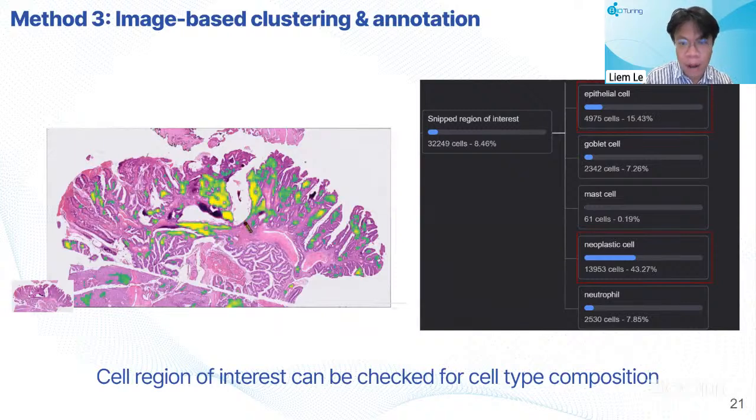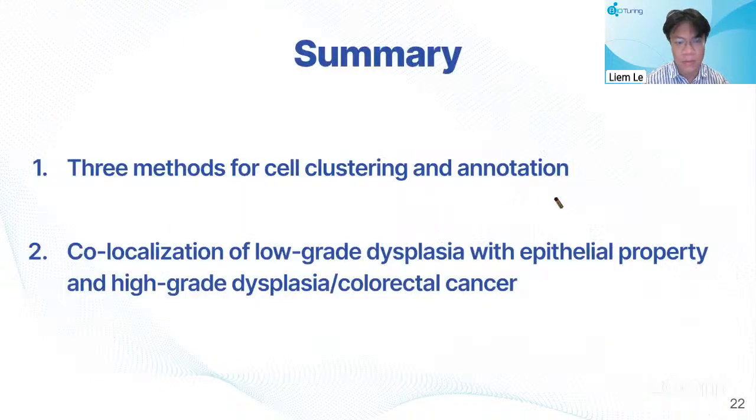So for our SNP region of interest, as you can see on the right, it consists mostly of the two cell types, which are the epithelial cells and neoplastic cells, according to the prediction. So again, this further concludes that that specific spot on the histology section is what explains the co-localization of epithelial cells and neoplastic cells. So in summary for this talk, we have demonstrated three methods for cell clustering and annotation.